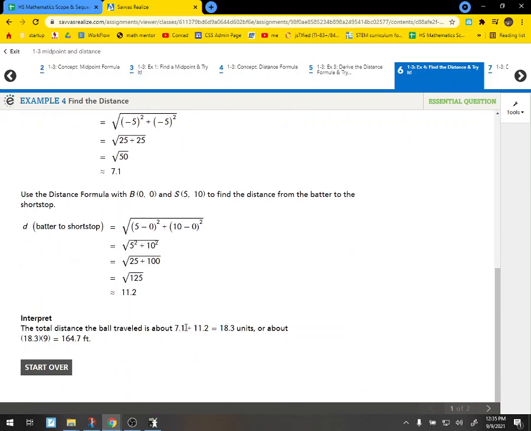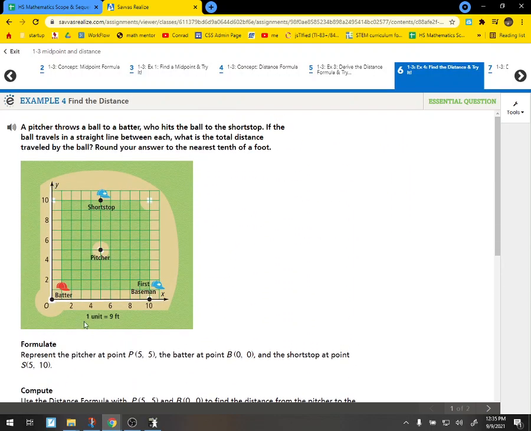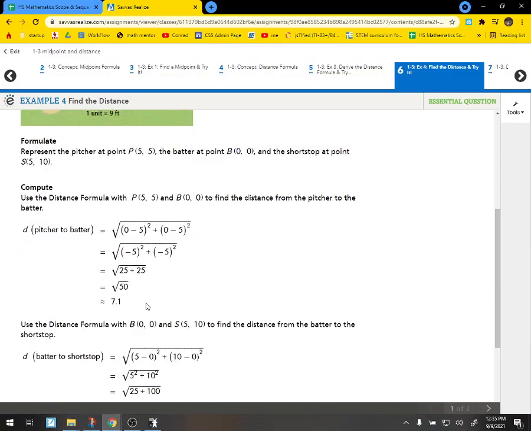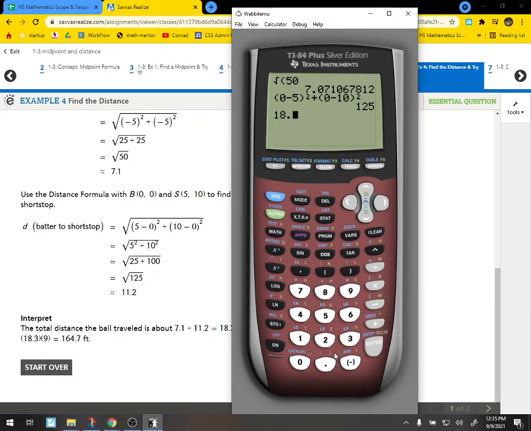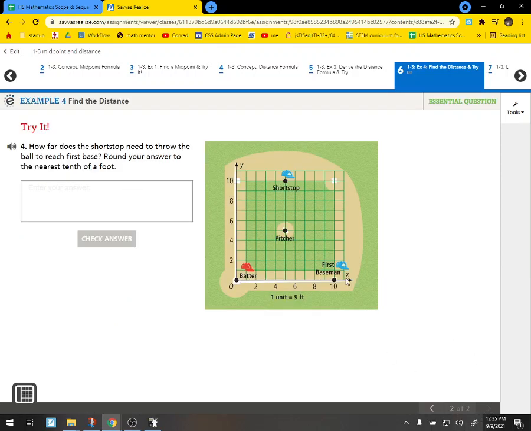The total distance is 18.3 units. A pitcher throws, oh, 1 unit equals 9 feet. Oh, I didn't see that. That's silly. Okay, let's talk about that. So we got 18.3 units, right? Well, if each unit is 9 feet, 18.3 spaces, we can do times 9, 164.7 feet. We just did times 9. Silly, silly.